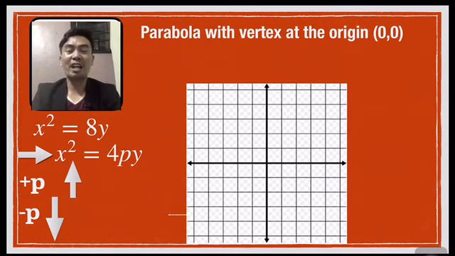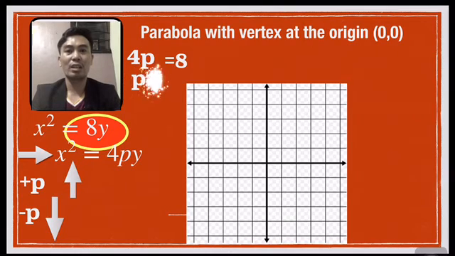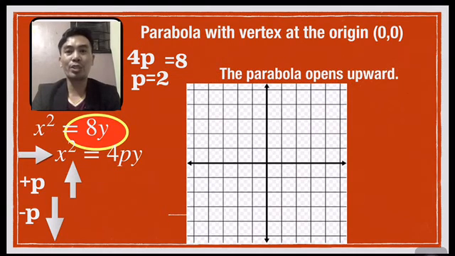To find the value of p, let us equate 4p to 8. Now, we have the value of p as 2. It means to say that from the vertex, your focus is 2 units away from the vertex. And also, your directrix. To graph this parabola, we need 2 more points again. That is 2p each from the focus.